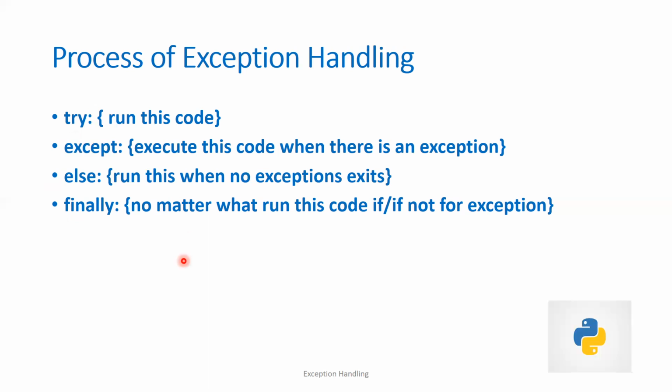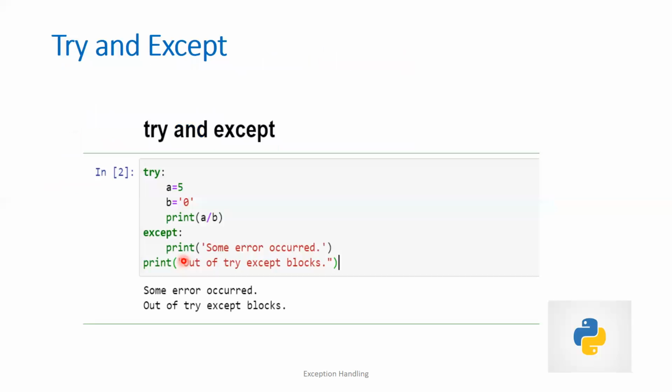So let's move to the code segment. One by one, we will discuss these blocks. Let's first discuss try and except. Inside try, I write a equal to 5, b equal to a string that holds the character 0. It is a string value, so you see there is a quotation. And I am trying to divide a by b, that means 5 by string 0.